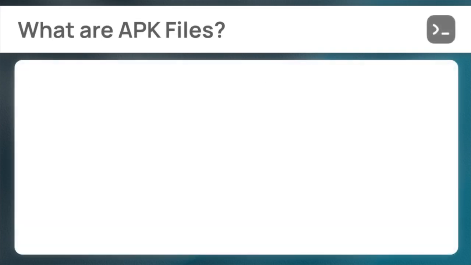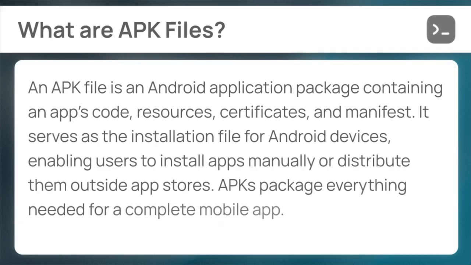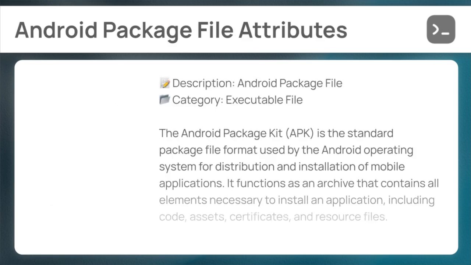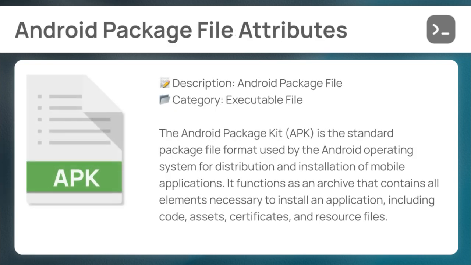The APK file type is classified under the executable file category. The final package utilizes the framework established by Android Package File. The Android Package Kit, APK, is the standard package file format used by the Android operating system for distribution and installation of mobile applications.